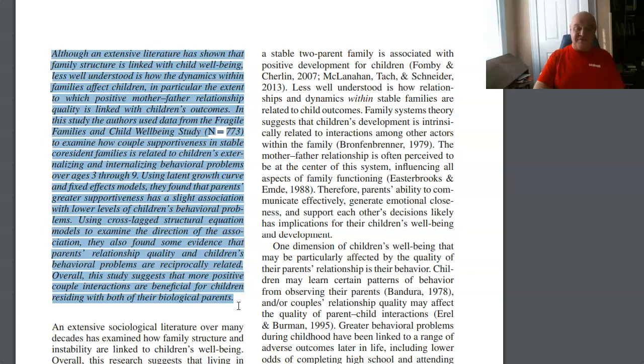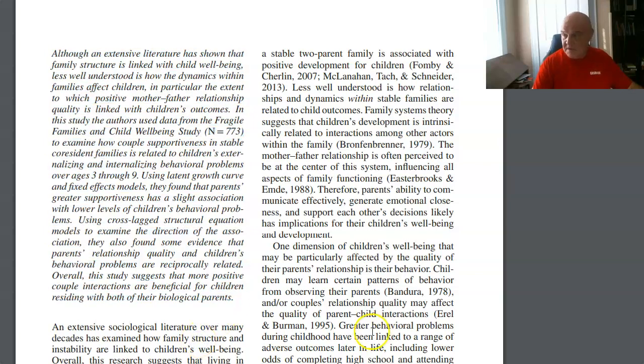What this language means is that they're using a comparatively rigorous statistical technique to assess the degree to which what they are asserting is correct, okay? So what kind of sampling do they use? It says Fragile Families and Child Well-Being Study. This N quite simply means number, the number of families in the study, in this case 773.